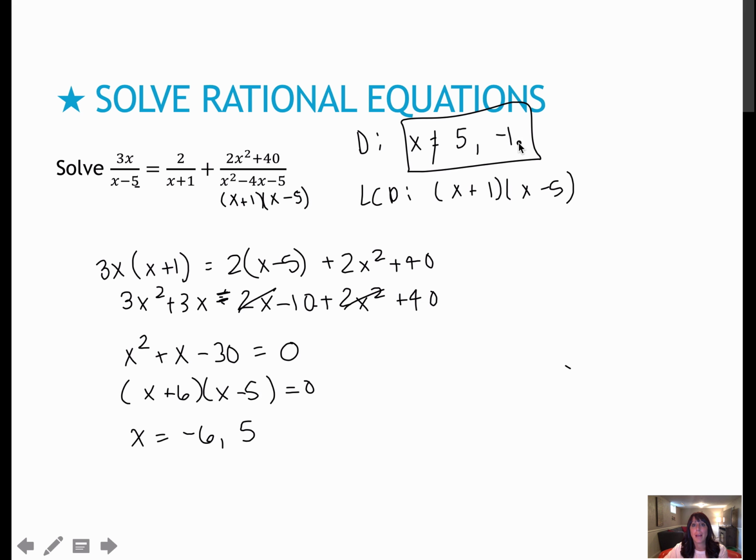Again, we always circle back to my restrictions on the denominator. X cannot be 5, so 5 doesn't work. My only solution is x equals negative 6.